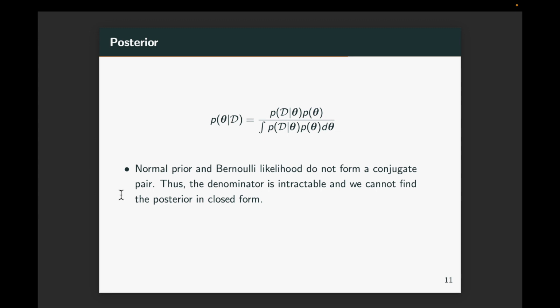Turns out we can't. So therefore, we cannot compute the denominator term. And we also know that they're not forming any conjugate pair, therefore we cannot integrate them out. So in the case of linear regression, we had this very convenient form, normal, normal, and the posterior was also normal. But here we don't have that convenience. So therefore we are stuck. What can we now do in order to compute the posterior?